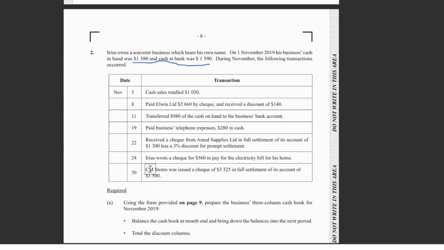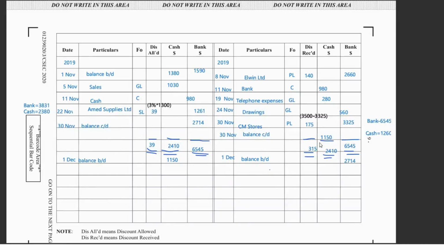We now move on to the next transaction, which is the 30th of November. CM Stores was issued a check of $3,325 in full settlement of his account of $3,500. So if you notice, these two amounts are different, which simply means that there was a discount given. So we subtract $3,325 from 3,500 to give us the discount. So you can put that into your calculator and check to see that you get the same thing that I did, which is $175.